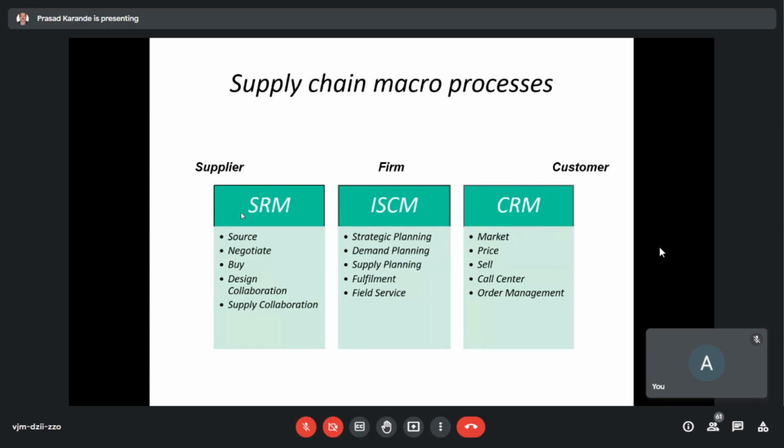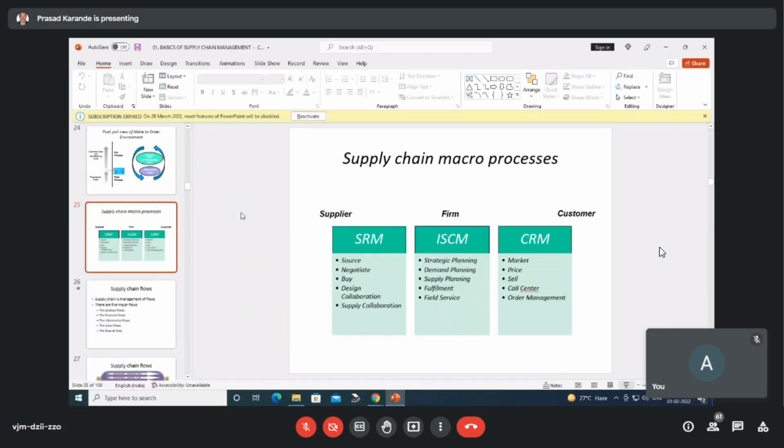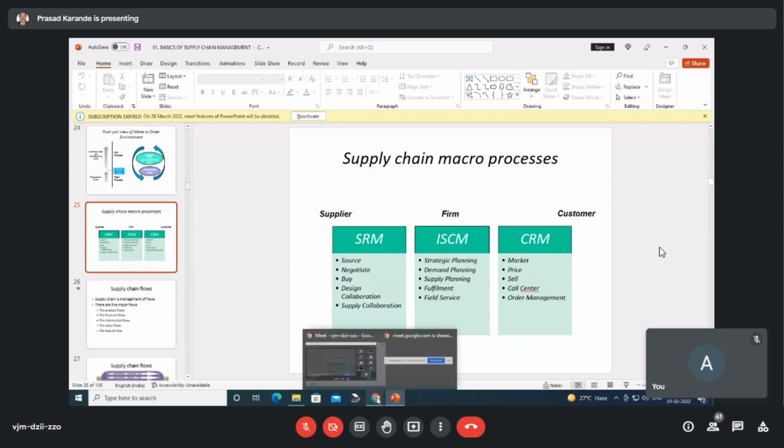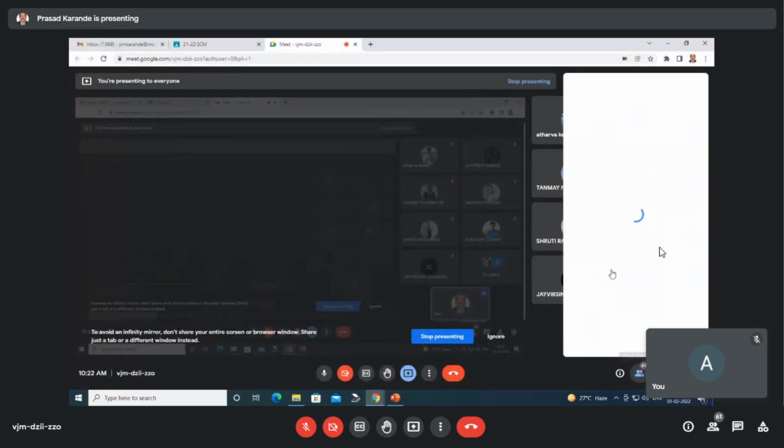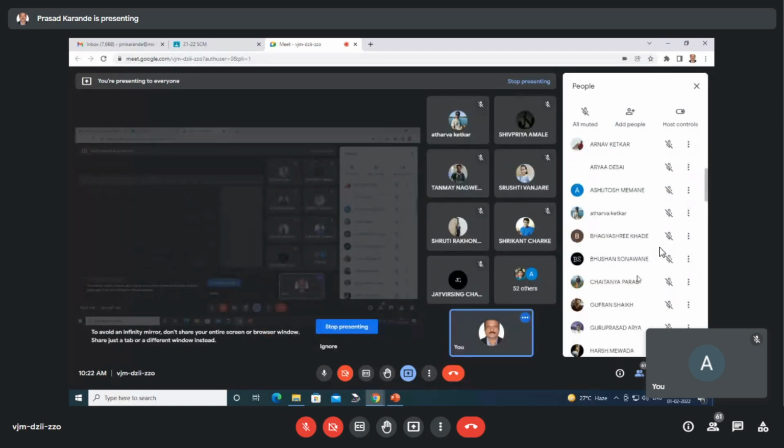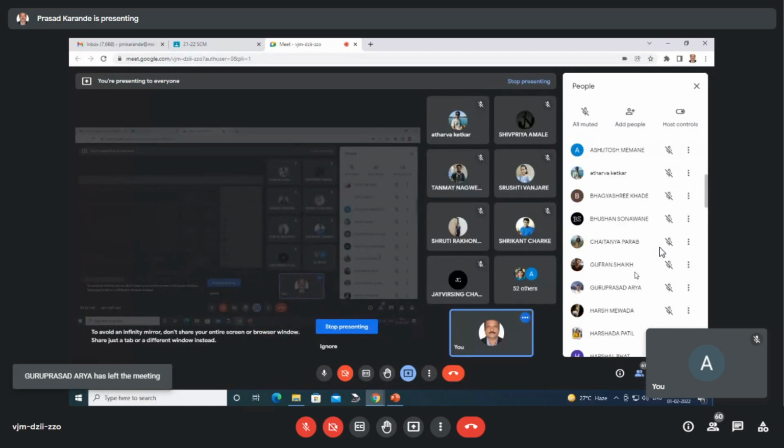Now see, there are two types of ways in which the purchasing can be done. Yes, can you tell me how these purchases are done anywhere, in general organizations, whether it is private or government organization? Chaitanya?